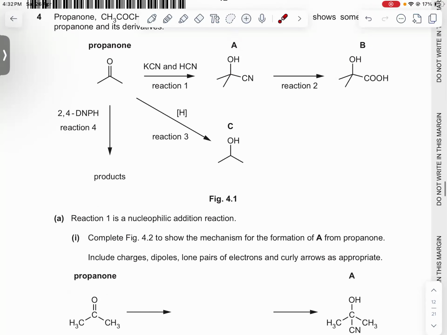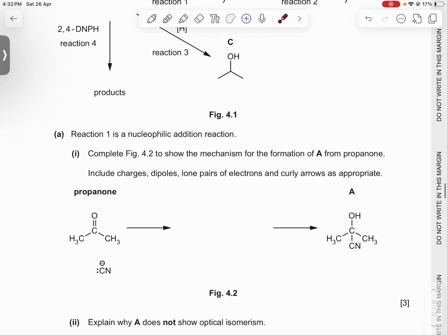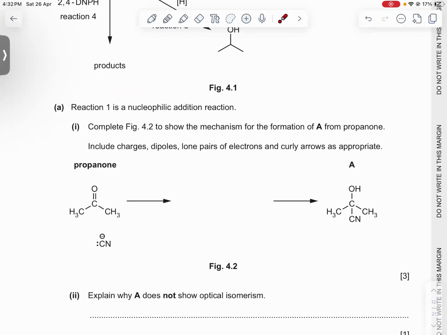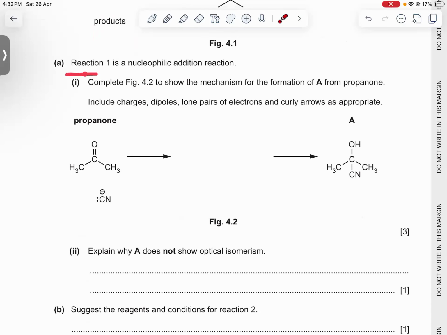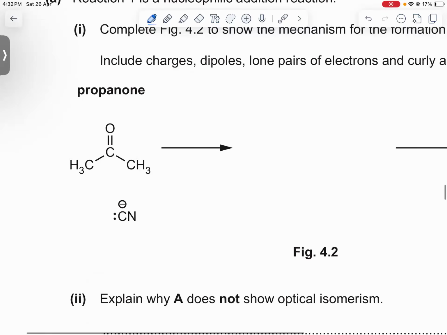All right. Then directly propanone can also be converted into a secondary alcohol, that is reduction, as you can see. And propanone also reacts with 2,4-DNPH to produce products which we do not need to know. We just need to know the color that is formed, and that is what they're going to ask us as well. Anyways, let's have a look at the first question. Reaction one is a nucleophilic addition reaction. Yes, so we want to do the charges, partial polarity.